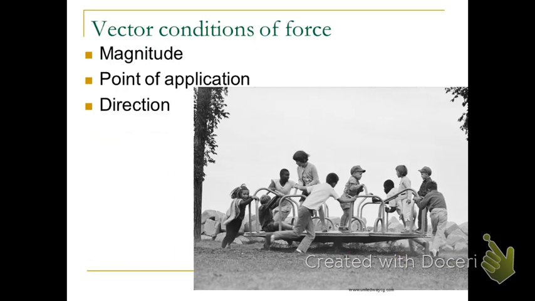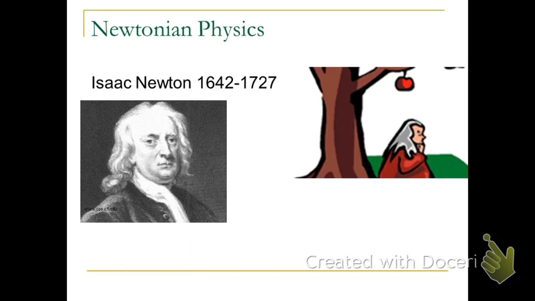Certainly this is an example of children intuitively knowing that to get the merry-go-round to rotate, they don't push through the axis of rotation, but they apply a force at the perimeter. And how fast that goes is directly proportional to the magnitude of the force, the application of the force, and the direction of the force. Again, we'll study that more along the way.